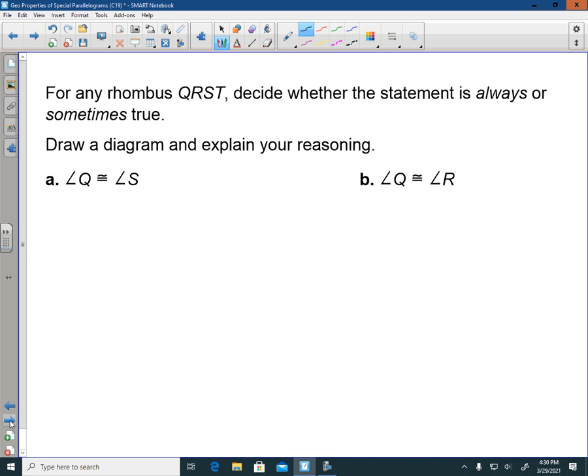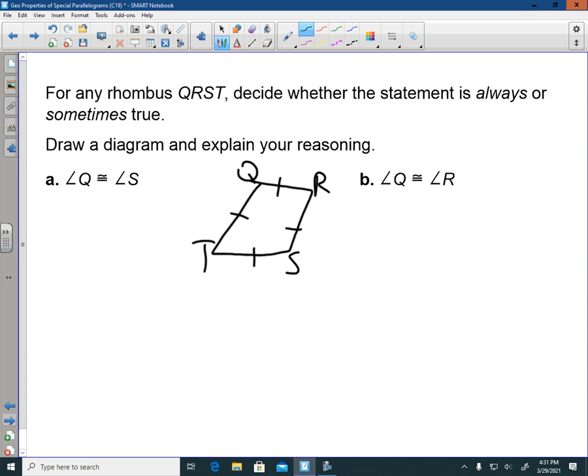Now it looks like QRST will apply to both problems A and B, so I'm just going to go ahead and draw this rhombus. And it's terrible. But as soon as I do this, it's a rhombus, friends. It doesn't have to be pretty. I have marked those sides as congruent, and so they are. And then I'm going to label it QRST.